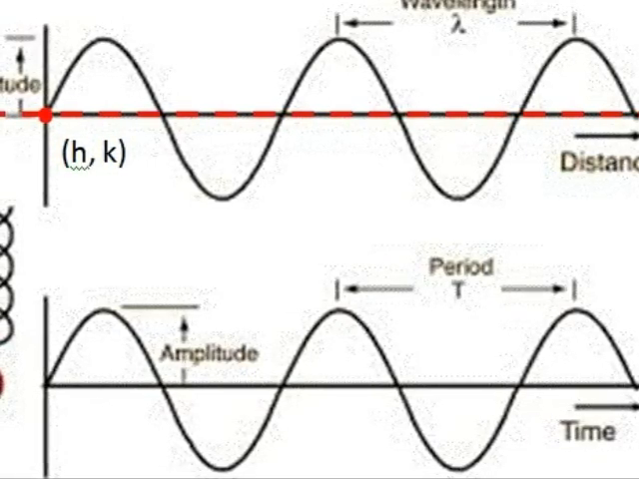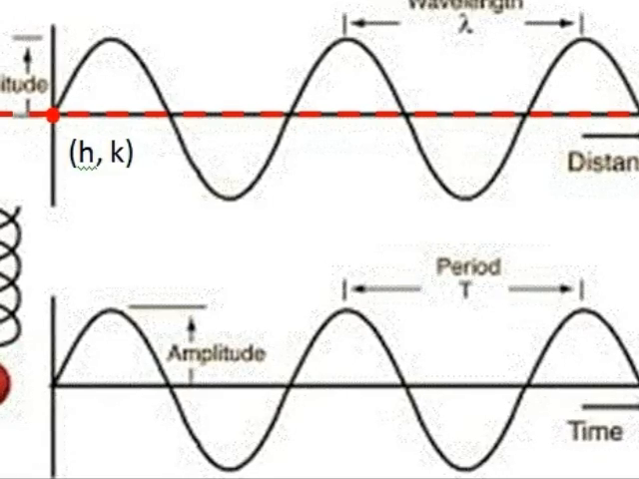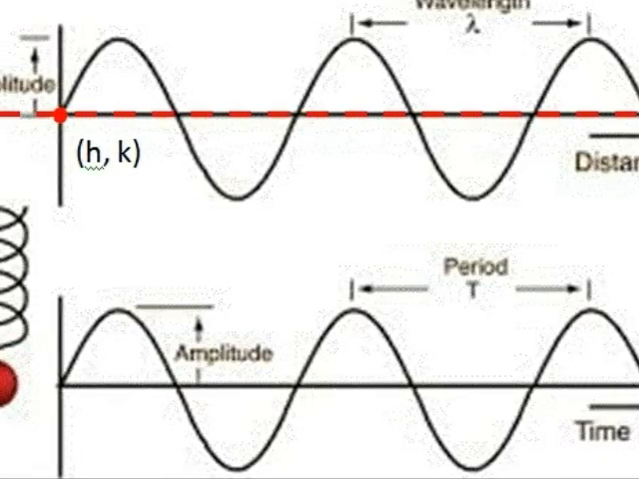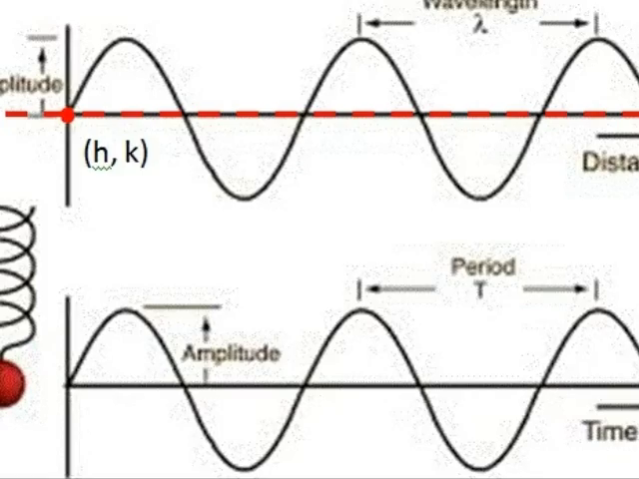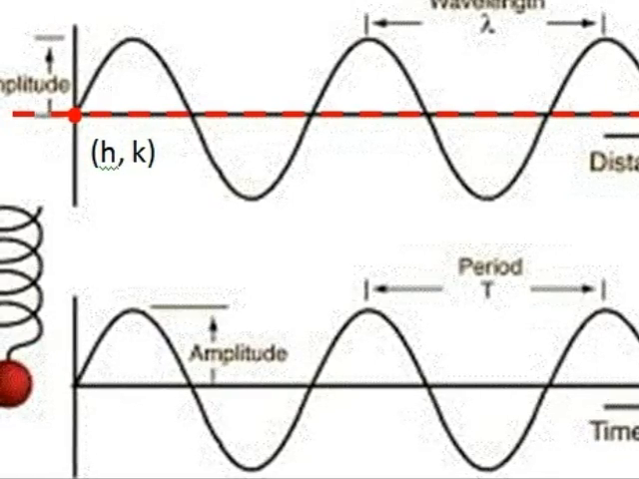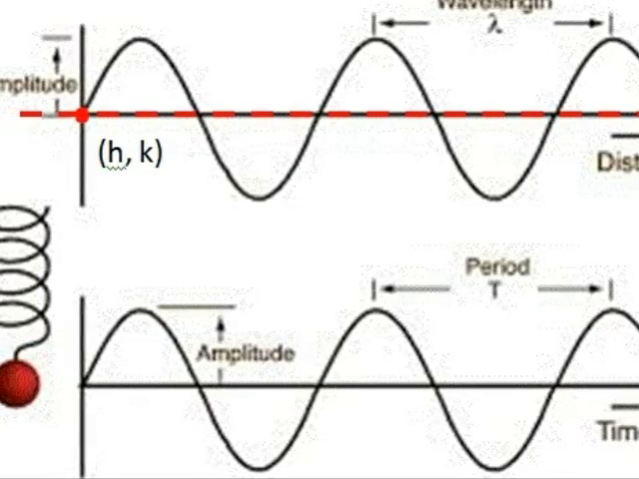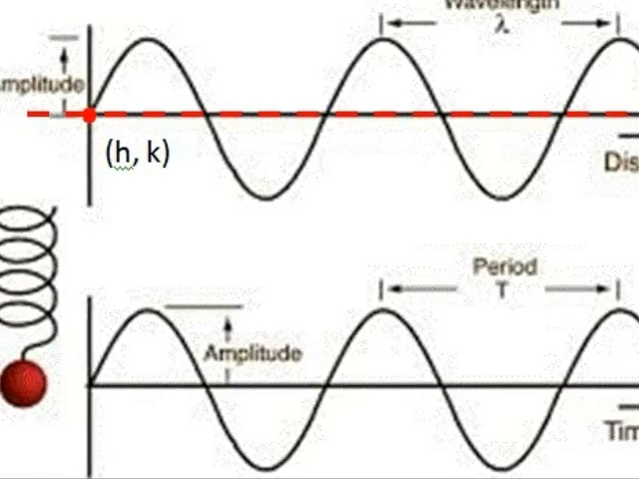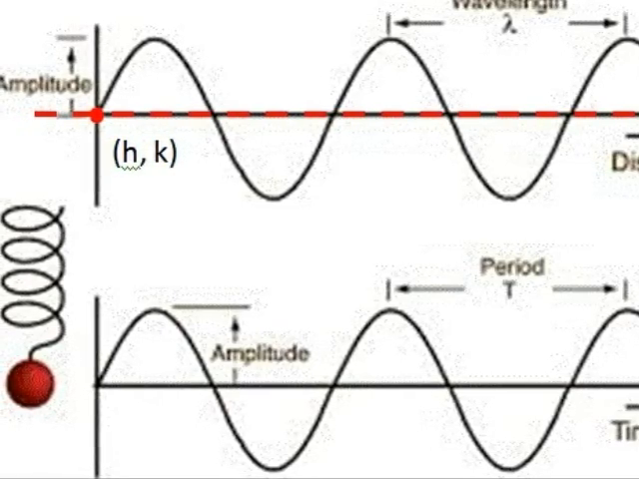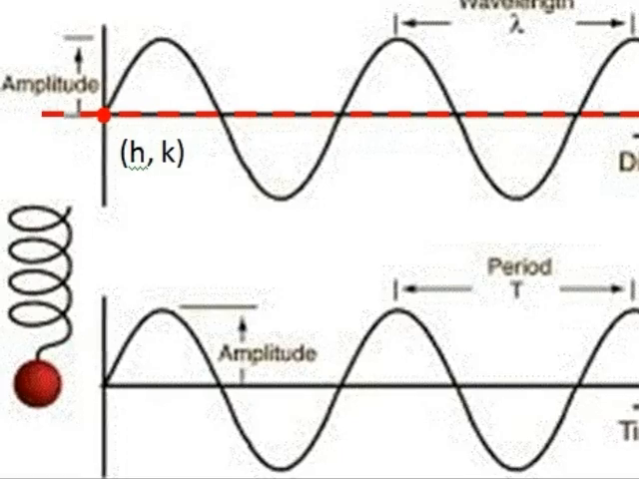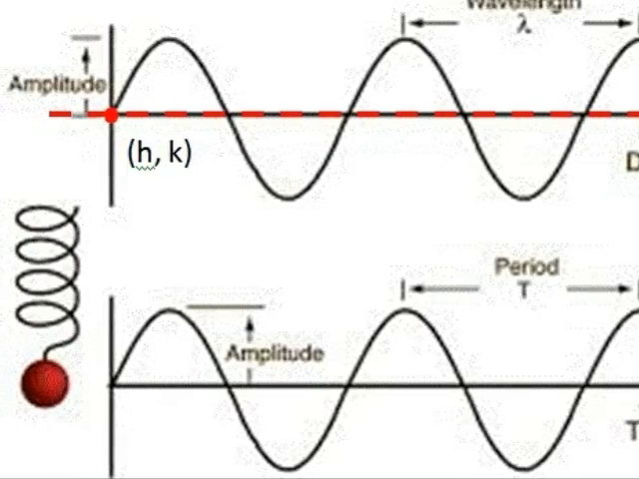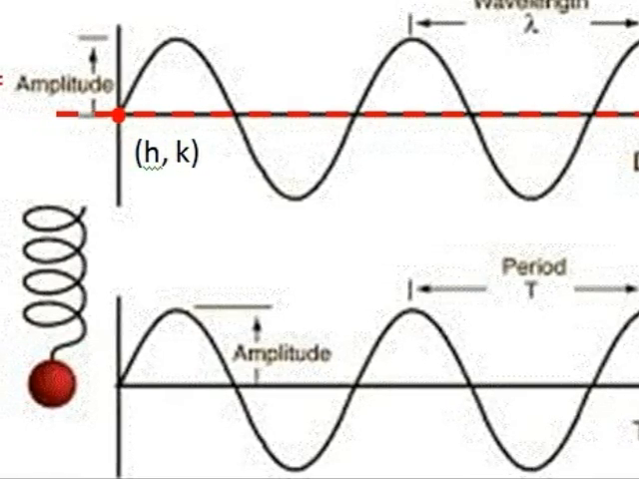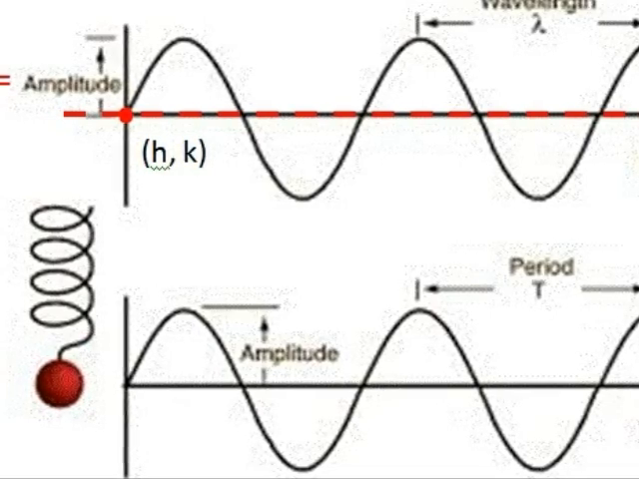Also note that for the parent equation, the point (h, k) is located at the origin. More generally, the point (h, k) lies on the imaginary line that cuts the graph in half. K tells us where that line is, and h tells us what's called the phase shift. It is a fancy way to say horizontal shift.